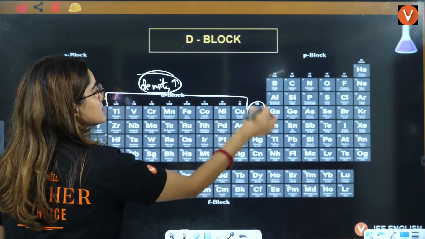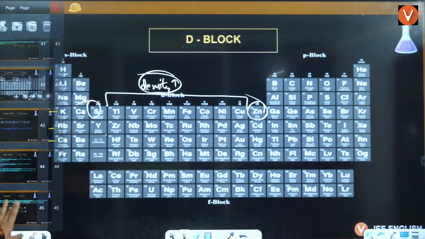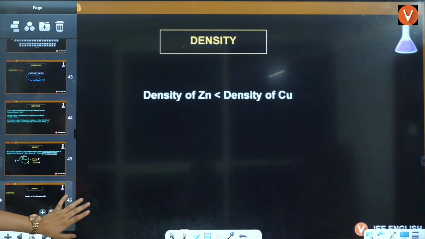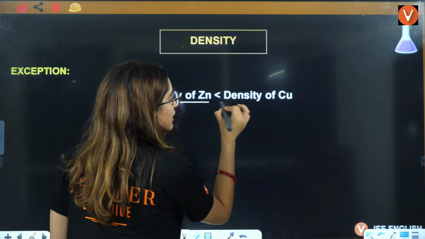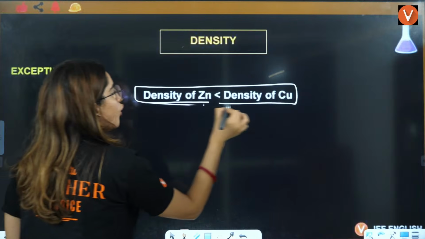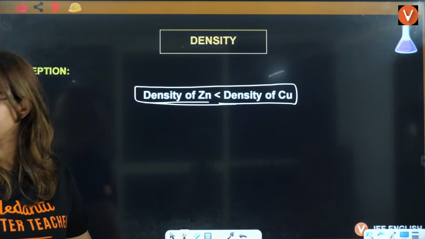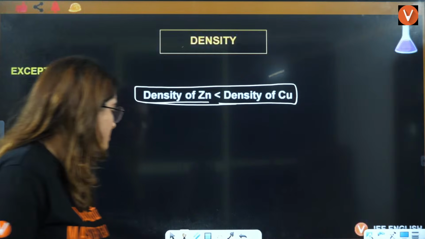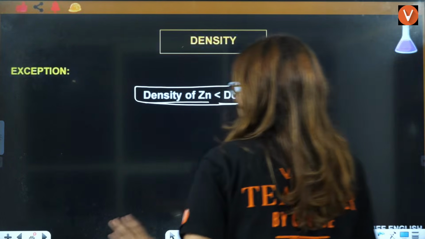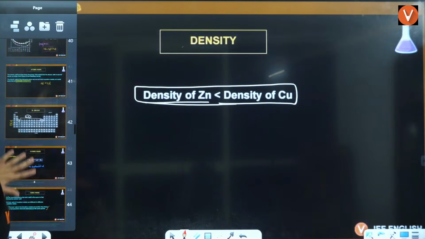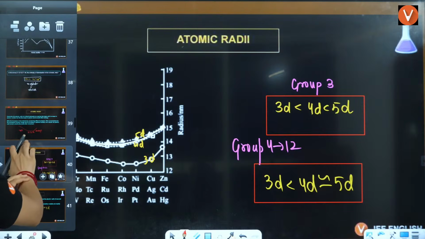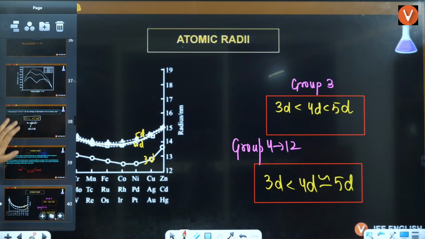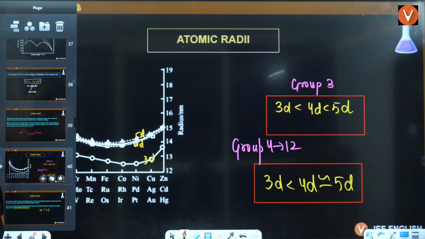But ma'am, what happens here? That is the main cause, the exception that we are going to talk about. The exception is that the density of zinc is less than the density of copper. Can you tell me why? We have just read it somewhere. Let me show you the atomic radii, where it was. No, not atomic radii.